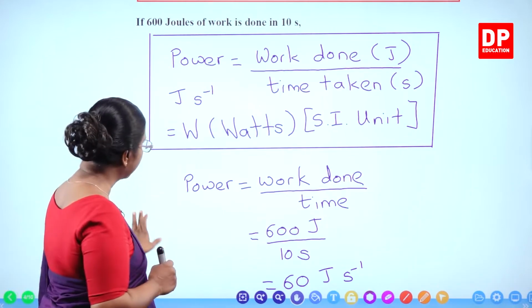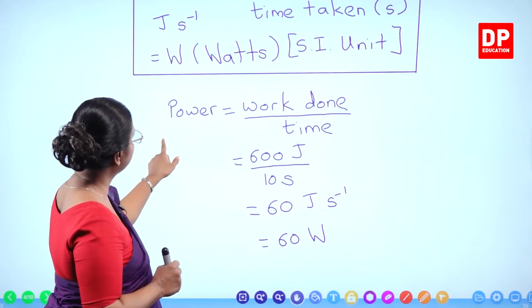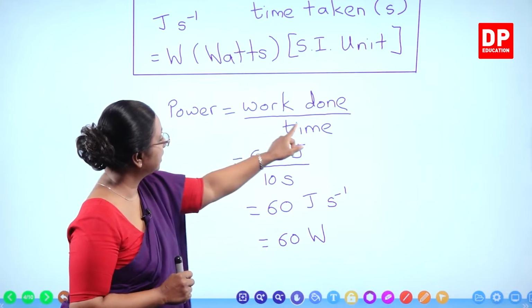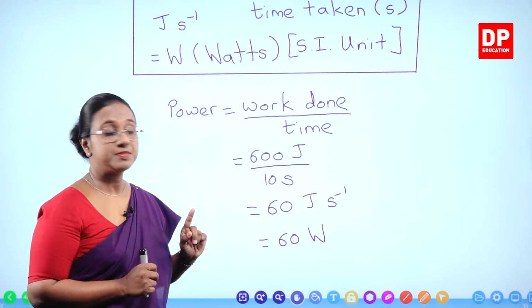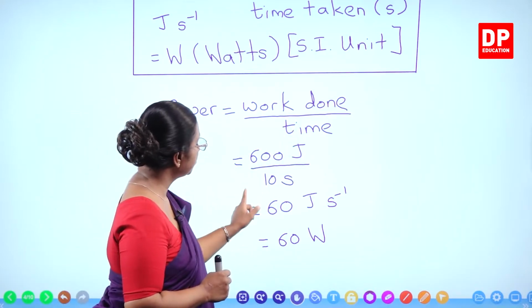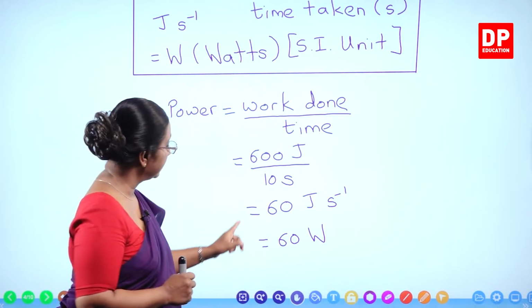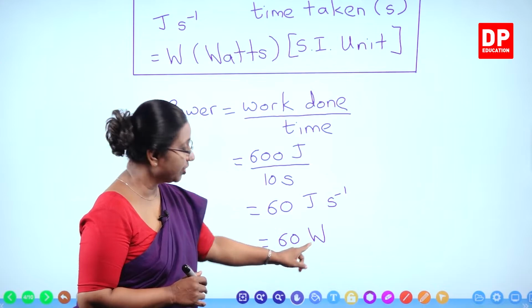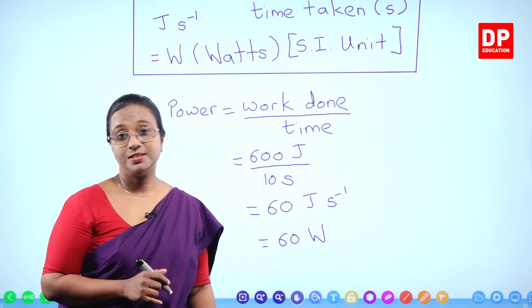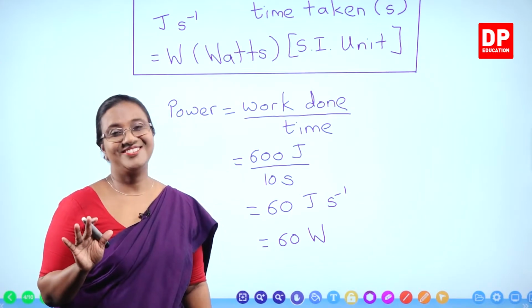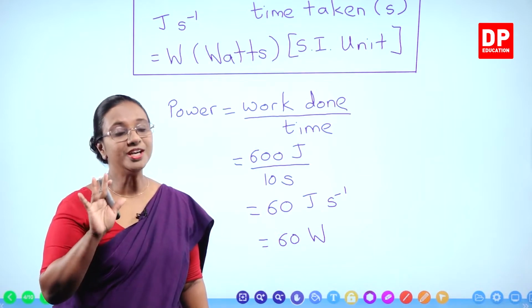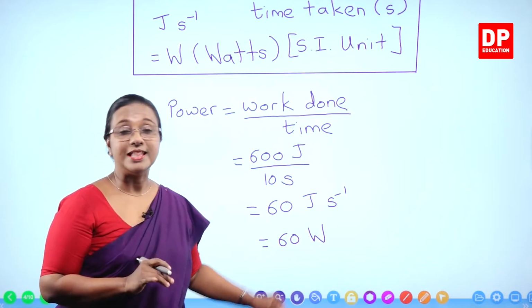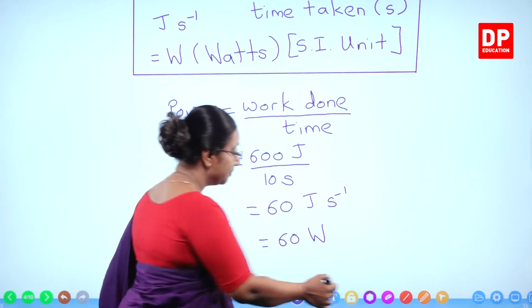You all have to remember that. When we are calculating power, power equals work done divided by time taken. So 600 joules divided by 10 seconds will give you 60 joules per second, and that's going to be 60 watts. Is that clear, students? I'm sure you all can understand that. With that, we'll move on to the next slide.